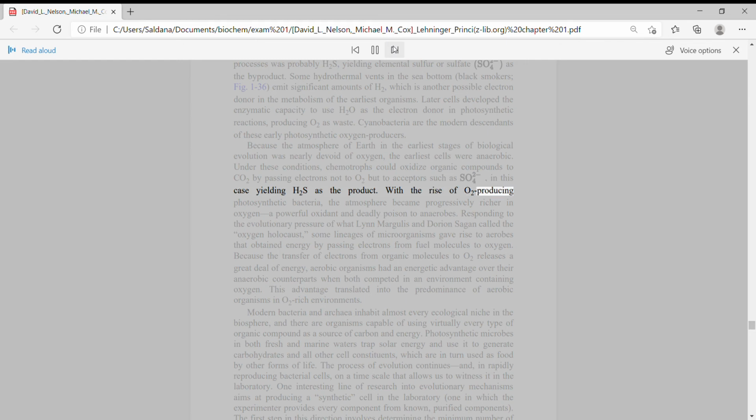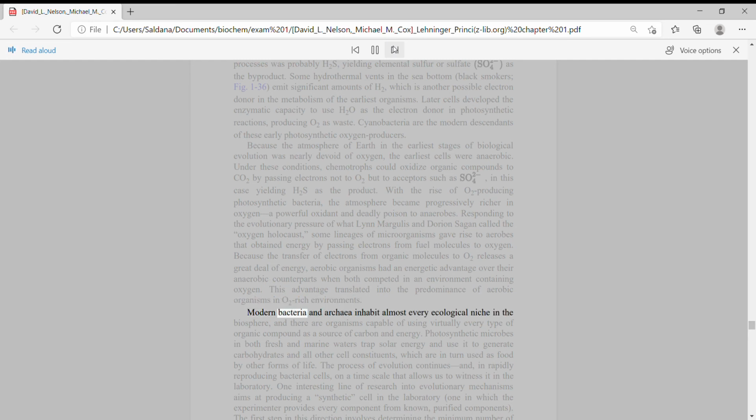With the rise of O2-producing photosynthetic bacteria, the atmosphere became progressively richer in oxygen, a powerful oxidant and deadly poison to anaerobes. Responding to the evolutionary pressure of what Lynn Margulis and Dorian Sagan called the oxygen holocaust, some lineages of microorganisms gave rise to aerobes that obtained energy by passing electrons from fuel molecules to oxygen. Because the transfer of electrons from organic molecules to O2 releases a great deal of energy, aerobic organisms had an energetic advantage over their anaerobic counterparts when both competed in an environment containing oxygen. This advantage translated into the predominance of aerobic organisms in O2-rich environments.